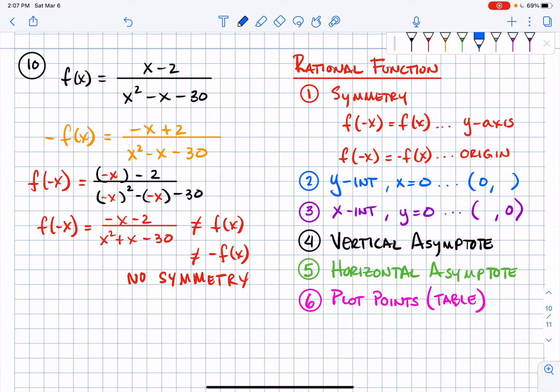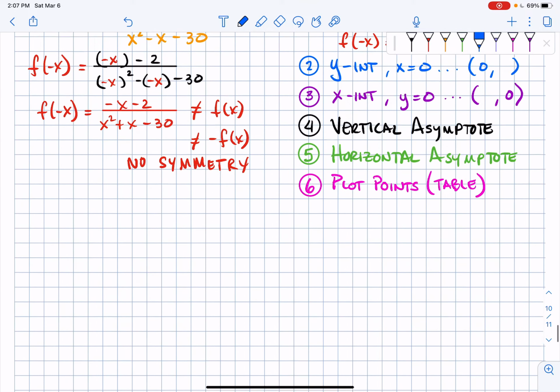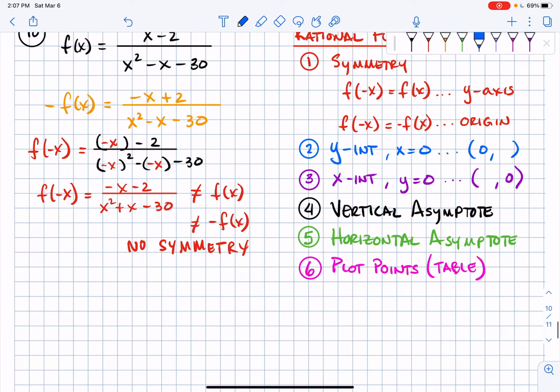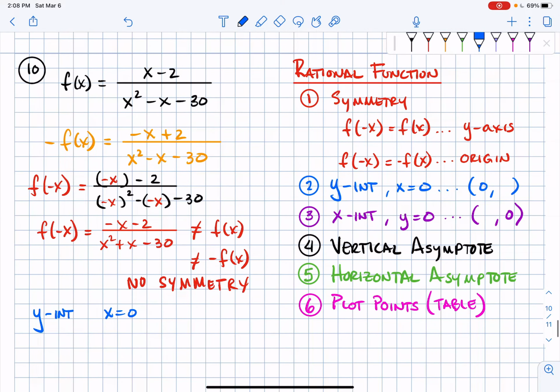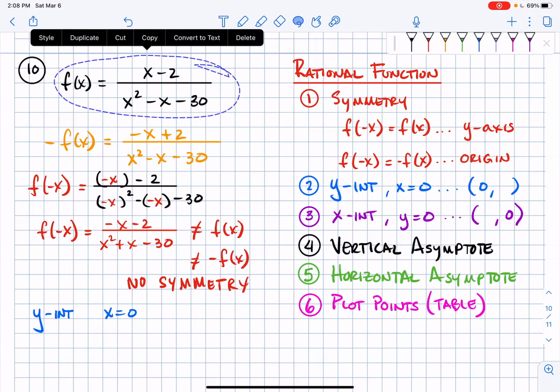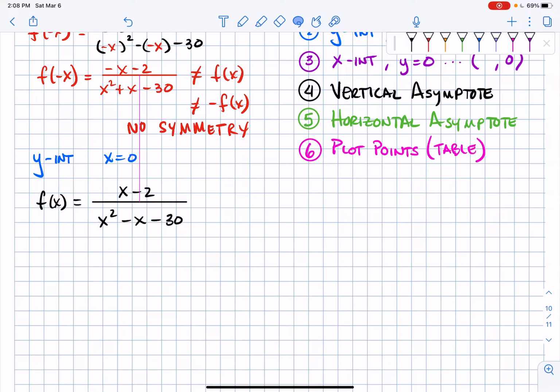Step two, I have to find the y-intercept. So the y-intercept is where x is equal to 0. So step 2, intercept, which I know is where x is equal to 0. Okay, so let's go ahead and bring this down. So the x is equal to 0.